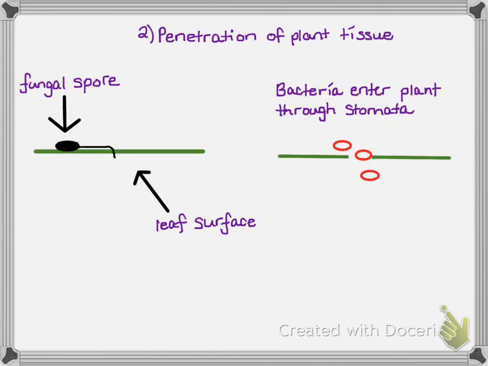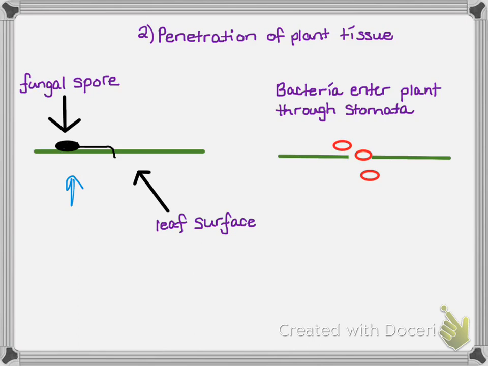Next, we have penetration of plant tissue. So now that the disease agent is on the plant, it actually has to get inside the plant. Fungi and nematodes are capable of penetrating plant tissue directly. That's shown here in this example with a fungal spore.